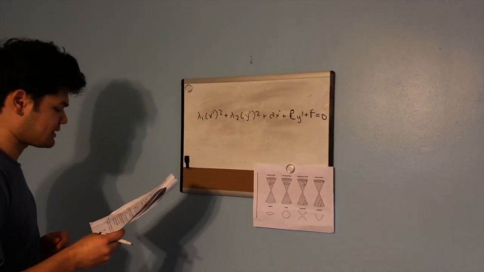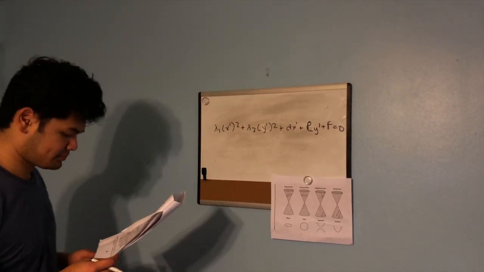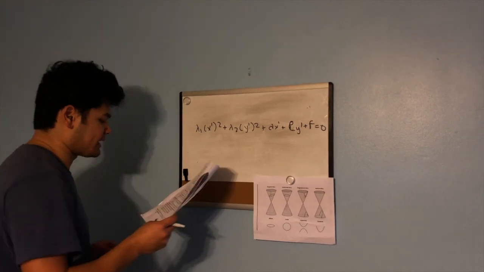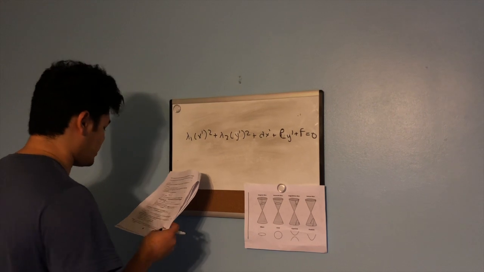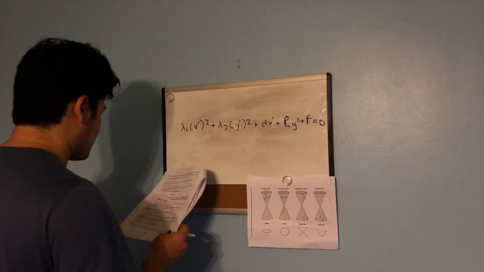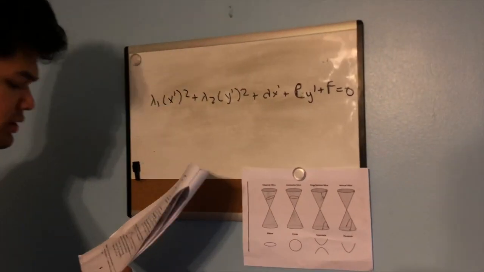And the type of conic section depends on the eigenvalues. So C is an ellipse if eigenvalue 1 and eigenvalue 2 have the same sign, a hyperbola if eigenvalue 1 and 2 have opposite signs, and a parabola if either eigenvalue 1 or 2 is 0.